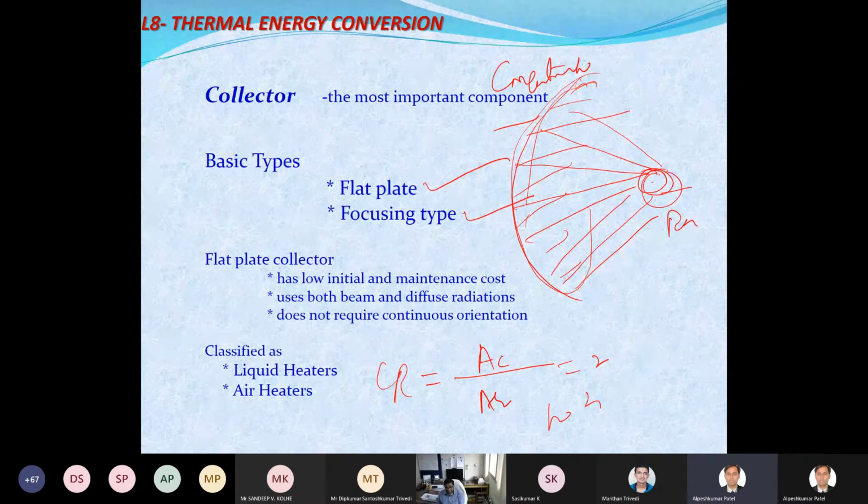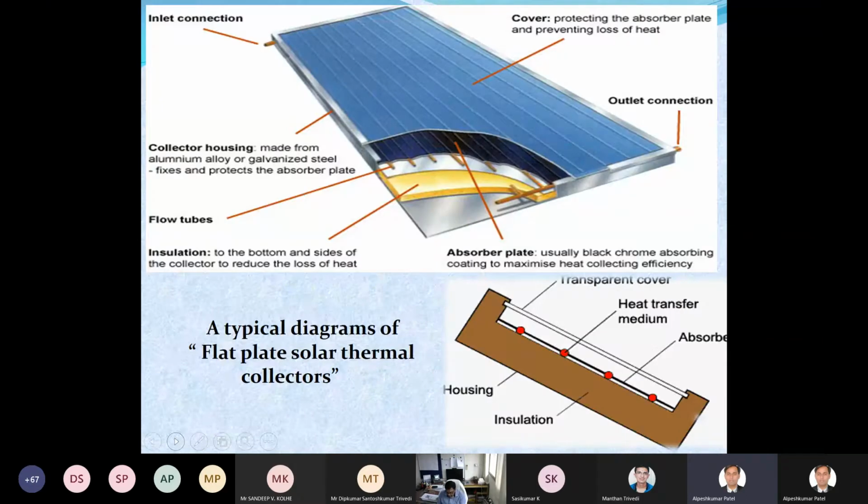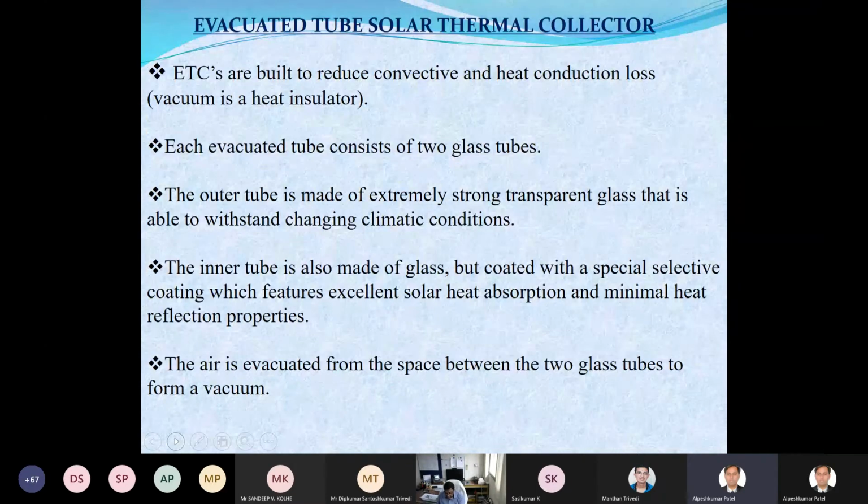So depending upon the combination of concentrator and receiver, we can enhance the concentration ratio, and accordingly we can have a higher temperature. The flat plate collector, as I told you, is a liquid heater and an air heater, depending upon which type of fluid you want to use to transport the heat from the collector to the load. This is okay. As I told you, nowadays the flat plate solar collector, the liquid heater I'm talking about, is a water heater only.